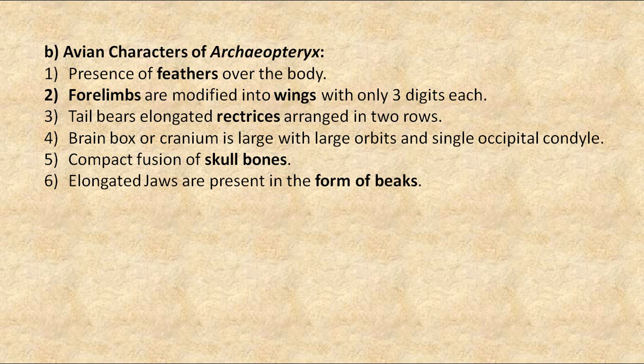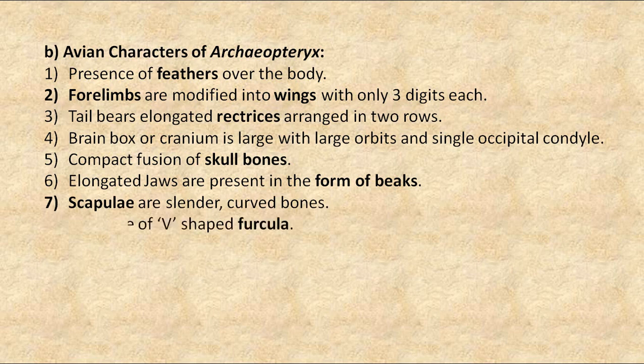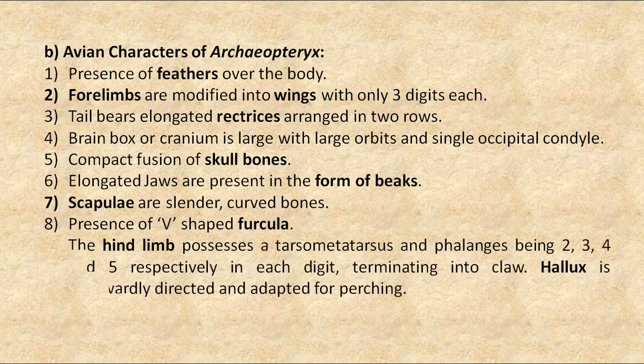Elongated jaws are present in the form of beaks. Scapulae are slender, curved bones. Presence of V-shaped furcula. The hind limb possesses a tarsometatarsus and phalanges being 2, 3, 4 and 5 respectively in each digit, terminating into a claw. Hallux is backwardly directed and adapted for perching.